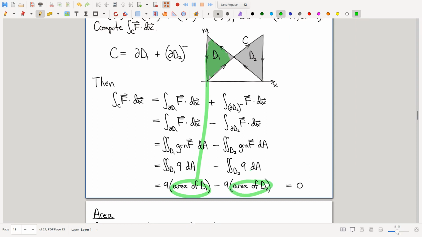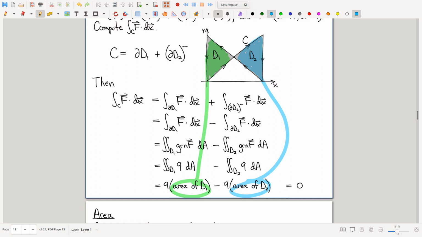And very conveniently, in this case, the area of D1 and the area of D2, pretty clearly the same, and so 0. Is everybody happy with that? Did everybody see how the little details kind of fit in at the end there?